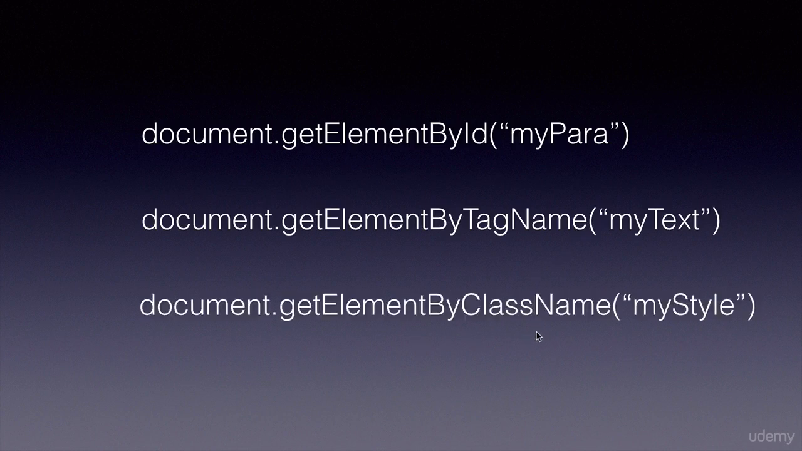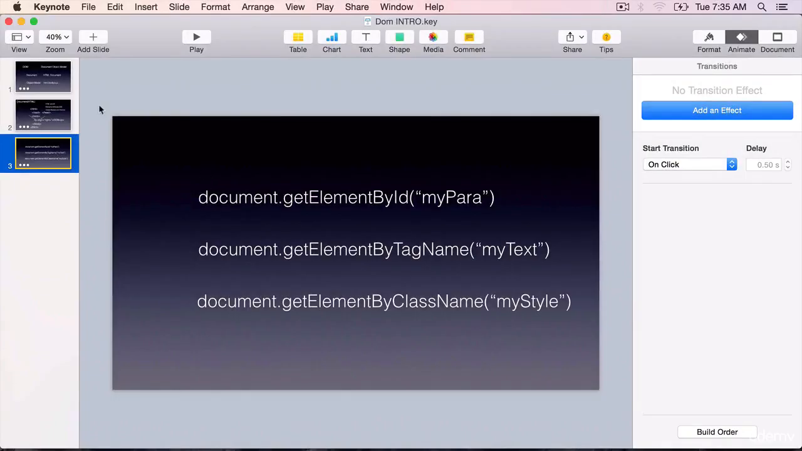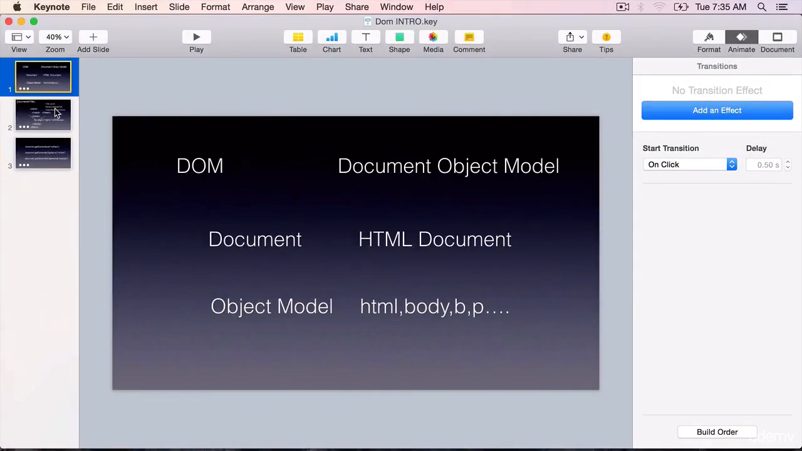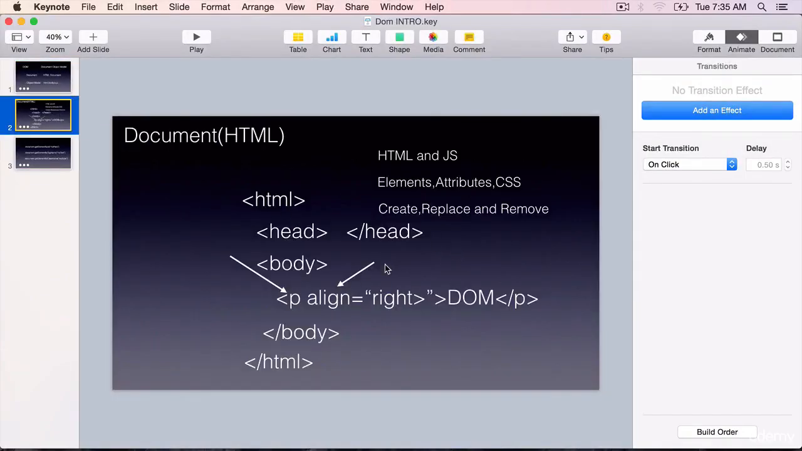Another method, we can also get the element using its style by using getElementByClassName. In the next few lectures, you are going to explore all the DOM functions to access the HTML elements, attributes as well as by using its styling information.